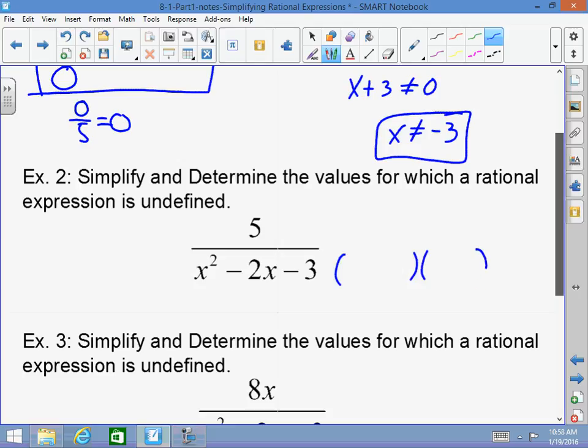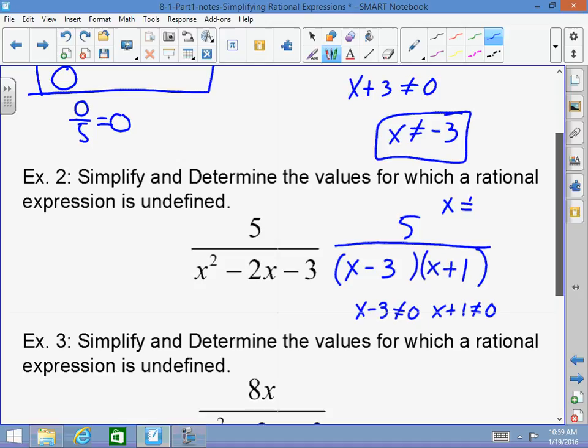How about here? I've got this down here, so I factor it. I've got x minus 3 and x plus 1. Simplify and determine the values for which the rational expression is undefined. Well, set x minus 3 to not equal 0 and x plus 1 to not equal 0. So x cannot equal 3 or negative 1. So what are the values for which the rational expression is undefined? x cannot equal 3 or negative 1. You factor, and then you set the denominator to not equal 0. You had a question, son.